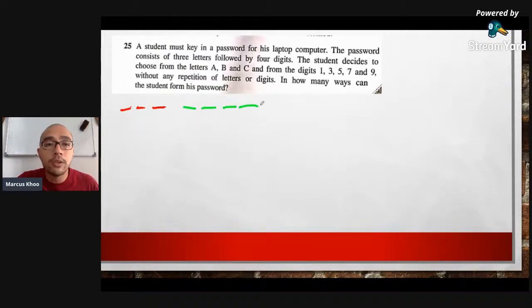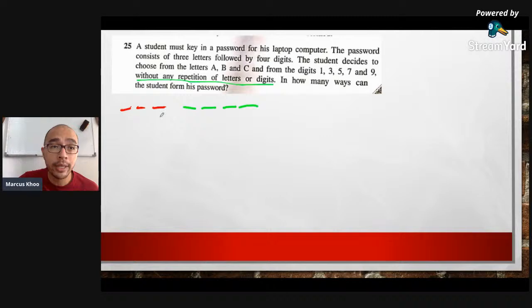The student decides to choose from the letters A, B, C, and from the digits 1, 3, 5, 7, 9, without any repetition of letters or digits. Once again, you see this word, without any repetition of letters or digits. The question is, in how many ways? Berapa cara? I'm not interested in what are the ways. I'm not interested in the passwords he can make. Saya mau tahu berapa banyak saja yang dia boleh buat.